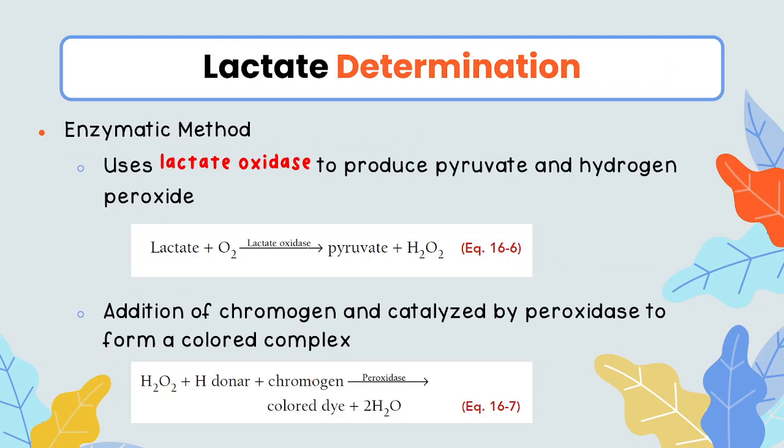So for the determination of your lactate, pwede ta mag-enzymatic method in which we can use your lactate oxidase to produce pyruvate and hydrogen peroxide. And then this hydrogen peroxide, kids, will be used in our next chemical reaction in which the addition of your chromogen and catalyzed by peroxidase will form a colored complex. So peroxidase yung ating second na enzyme that will be used in the reaction.